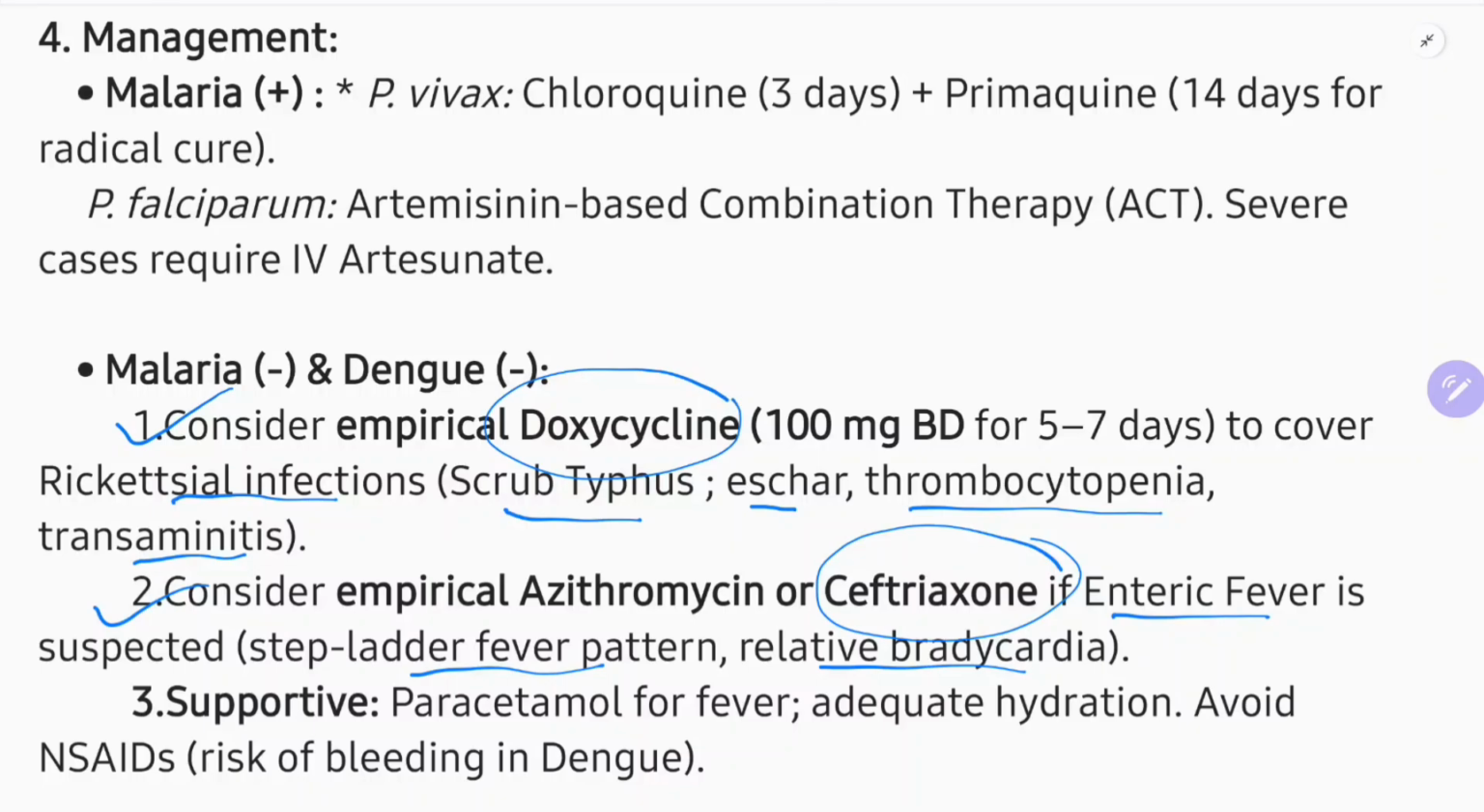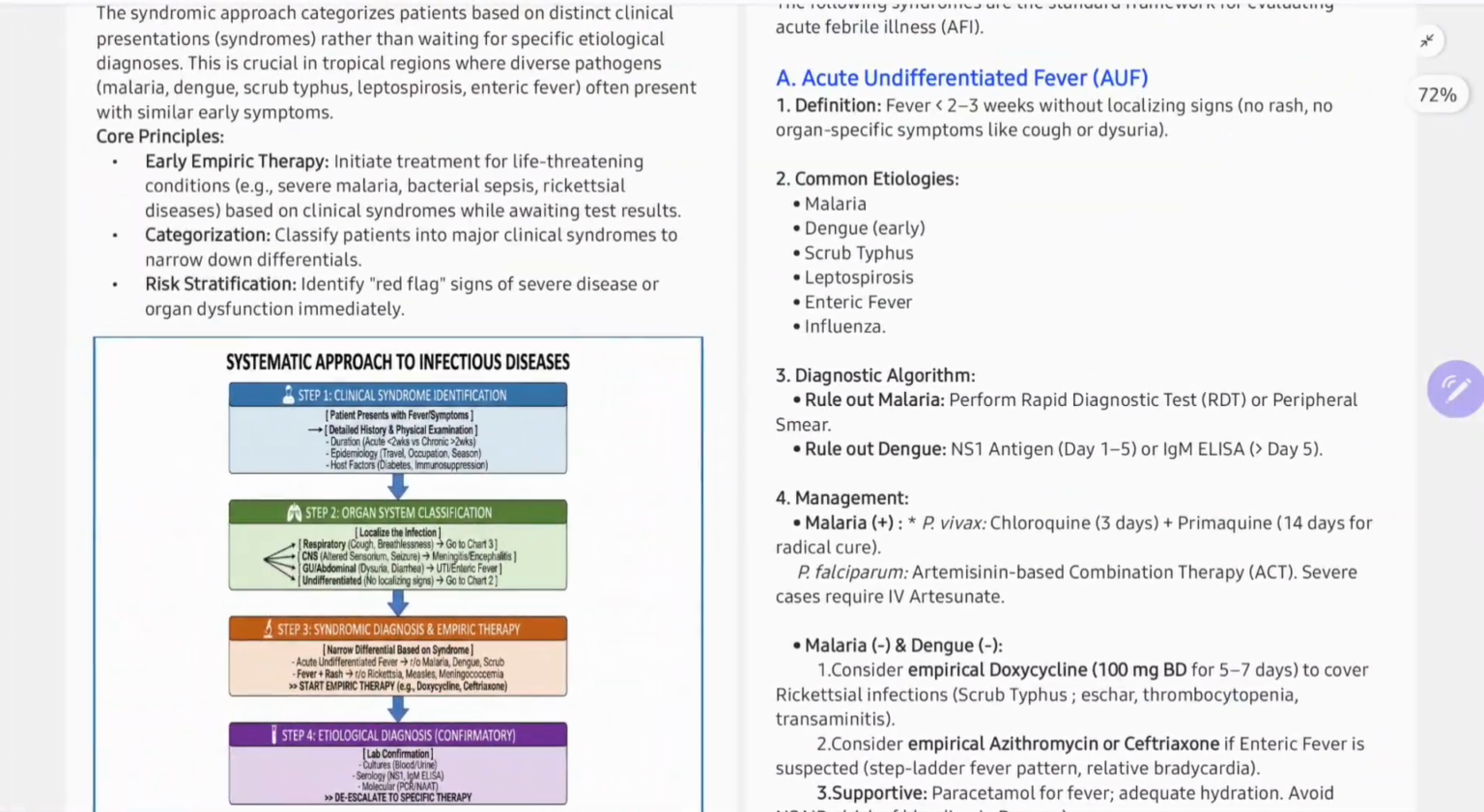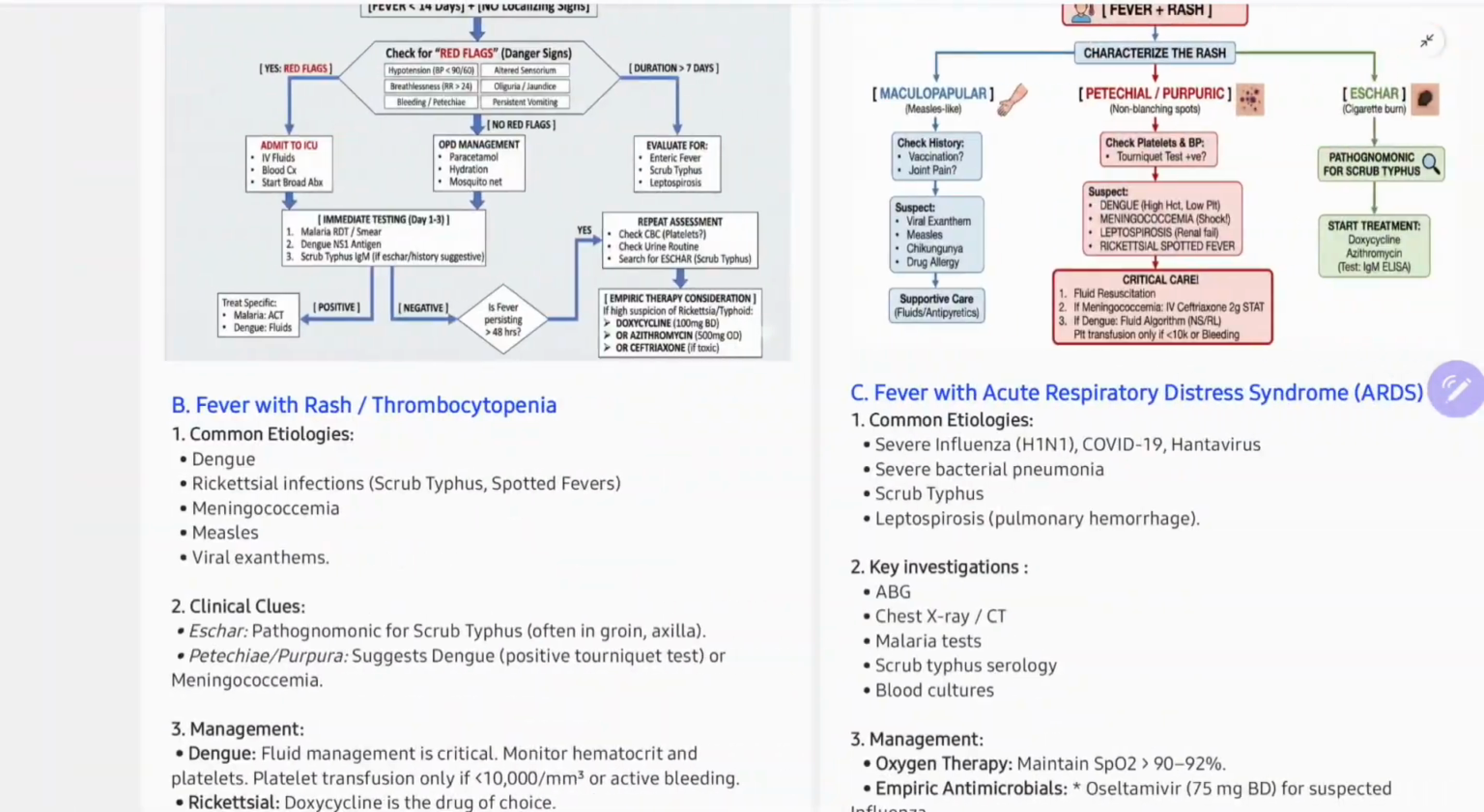If malaria or dengue is present, then you should manage accordingly. If malaria and dengue are excluded, then you should give empirical treatment with ceftriaxone or azithromycin and doxycycline. Supportive measures are paracetamol for fever. Adequate hydration should be given to the patient. Avoid NSAIDs because there is a risk of bleeding in dengue patients. Okay, that's about the syndromic management of acute undifferentiated fever.